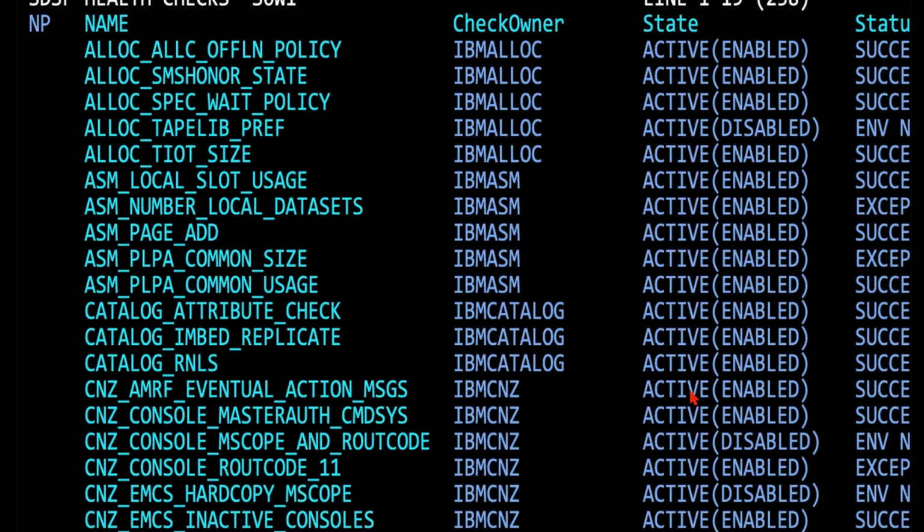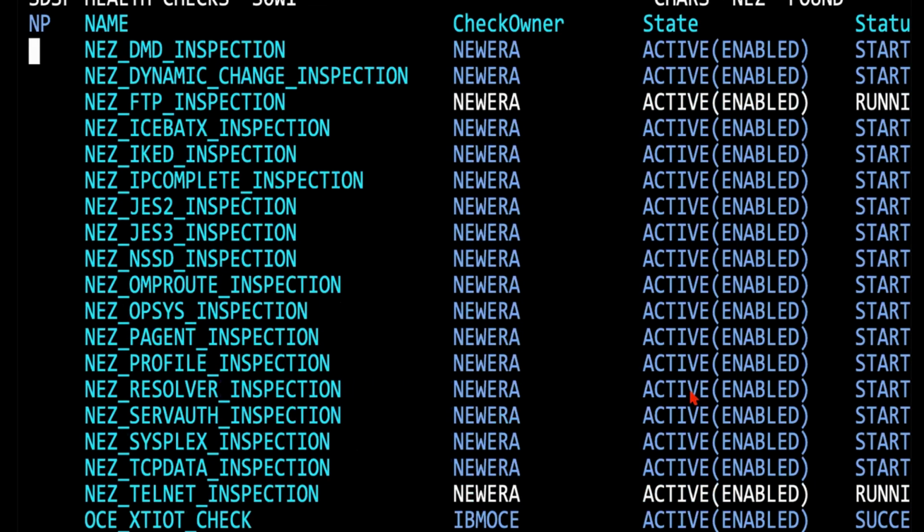and we're going to do a find on NEZ. And so here are all the NewEra health checks that are all either running or finished at this point in time and have done their thing. From IPLCheck's perspective, there are two checks that come standard with it. One is called the Dynamic Change Inspector. That's that reconciliation, if you would, of what did you specify in ParmLib and what are we actually using. We can take a look at that.